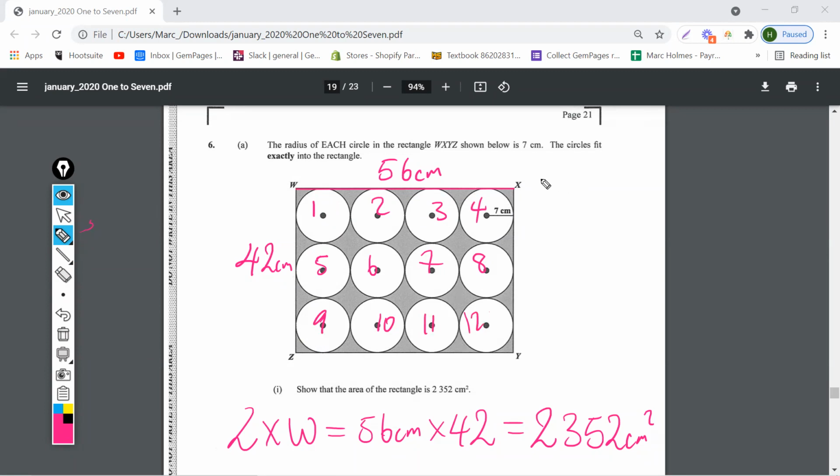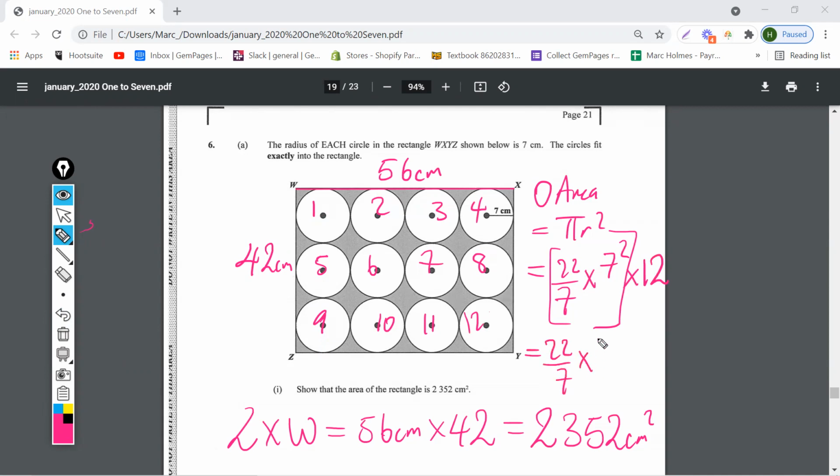So guys, the area of a circle is equal to pi r squared. So in this case, it's equal to pi, well, let's use 22 over 7, which is pi, times r, which is the radius, 7 squared, times, in this case, remember guys, this is for one circle. For one circle is pi r squared, but we have 12 of them, so we multiply by 12. Cool. So this would give me 22 over 7 times 49, the 7 squared will give me 49, times 12. And this 7 goes into this 49 7 times. So all I need to do now is find 22.